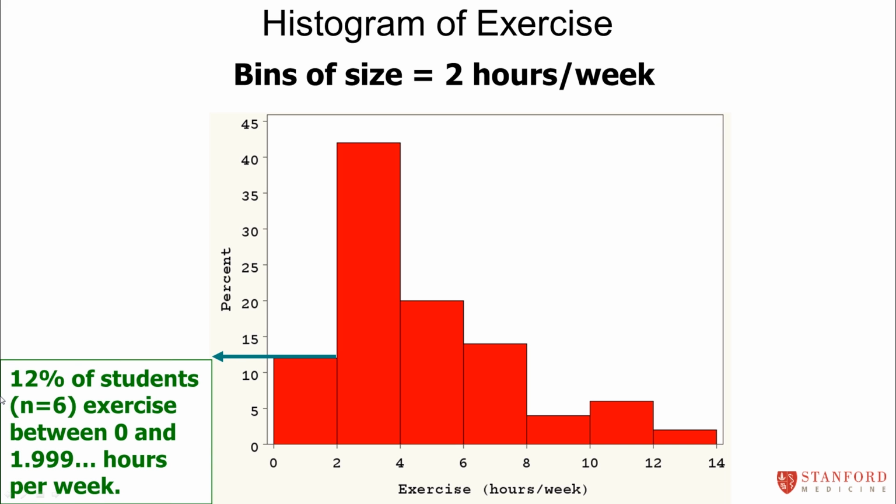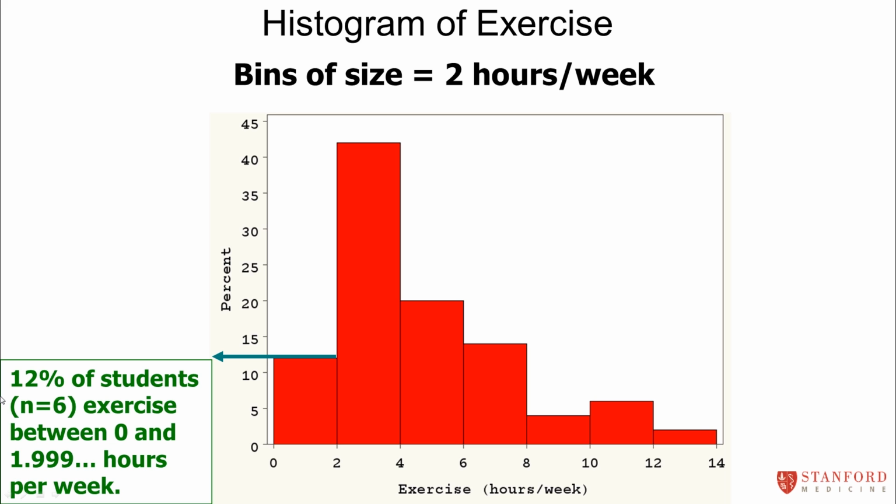So you would scroll across, for example, for this lowest bin, the 0 to 2 bin. If I scroll across to the y-axis, I see that it intersects the y-axis at 12%. The height of that bar is 12%. So that means 12% of my students, and remember I had 50 students, so 12% is equal to a count of 6. So 12%, or 6, of my students exercised between 0 and 2 hours per week. And in fact, it's between 0 and just up to 2, but not including 2.